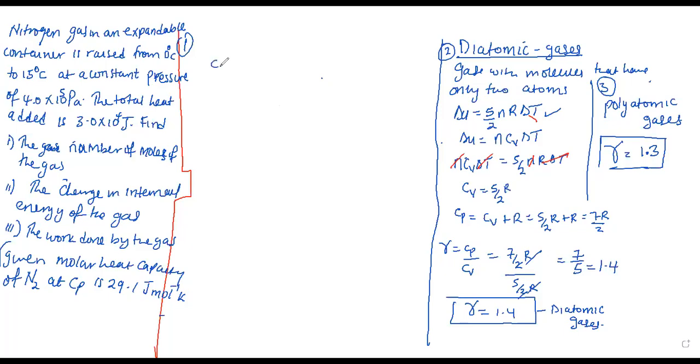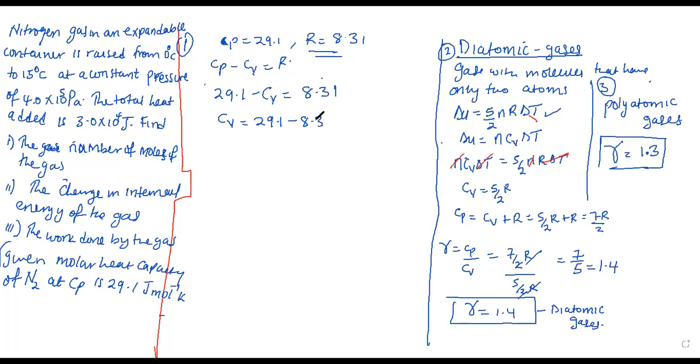So the first one says the number of moles of the gas. From Cp minus Cv is equal to R, Cp has been given as 29.1. The molar gas constant R is 8.31. This one is always a standard constant given on the title page, or it can be given in the equation. So can we get Cv to be 29.1 minus 8.31? Calculator, what is Cv?